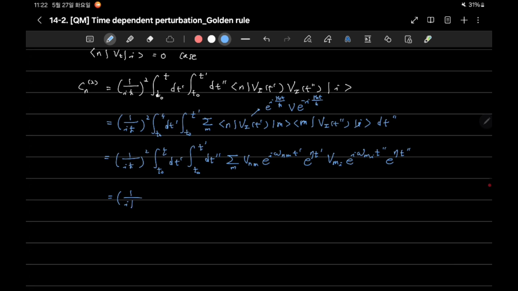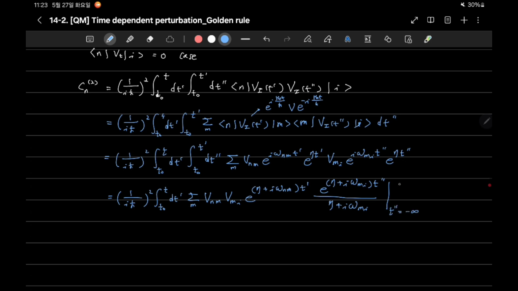Then 1 over iħ squared, integral from t0 to t dt', summation over m of V_nm V_mi, exponential of (η + iω_nm t'), and also the exponential for the integration with the t2' case, that is, exponential of (η + iω_mi t2'), with t2' going from minus infinity to t'.